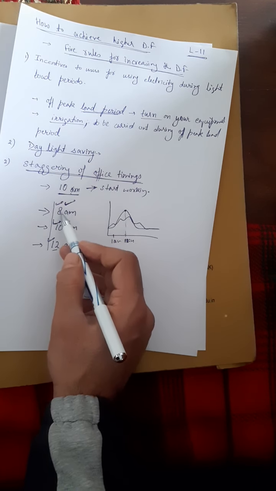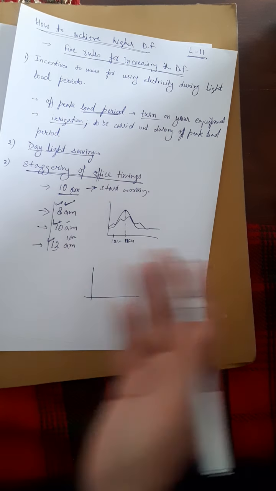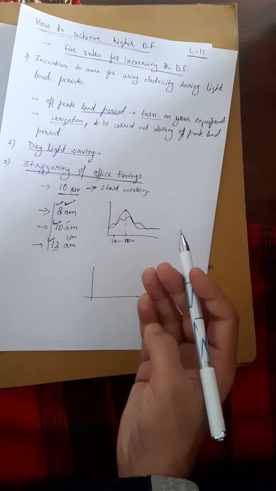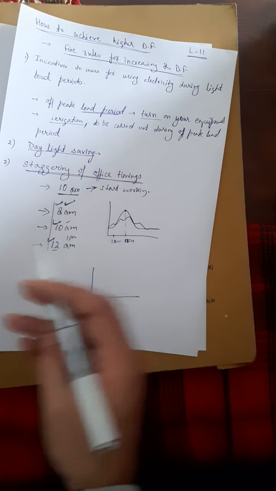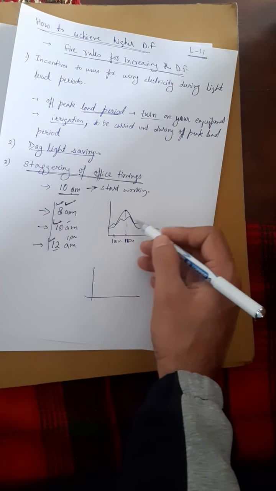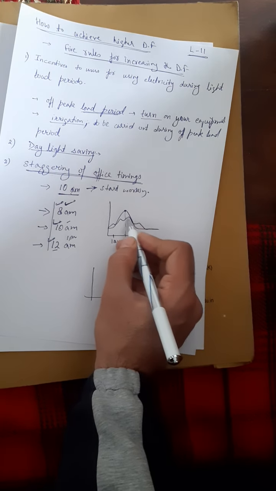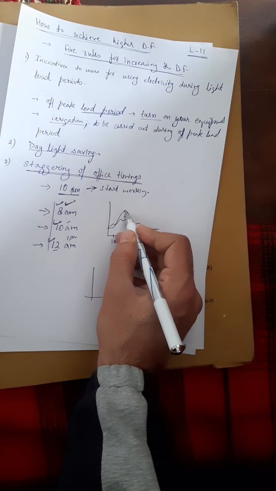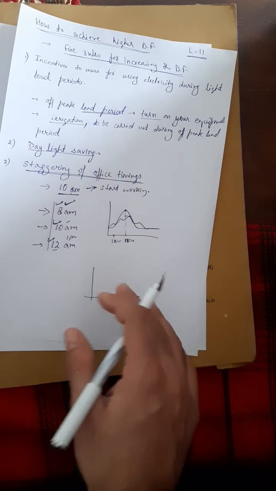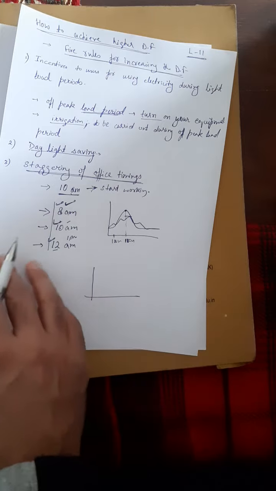So let's just say one at 8, 10, and 12. If I divide it more, like 8 a.m., 9 a.m., 10 a.m., 11 a.m., and 12 a.m., into five categories, then we'll have five peaks. But obviously the peak will be lower than this initial peak. Okay, so this is called the staggering of the office times.